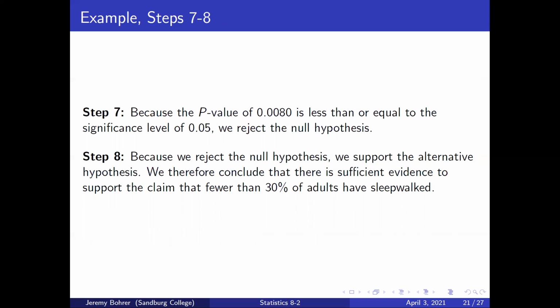Step 8, because we reject the null hypothesis, we support the alternative hypothesis. We therefore conclude that there is sufficient evidence to support the claim that fewer than 30% of adults have sleepwalked.